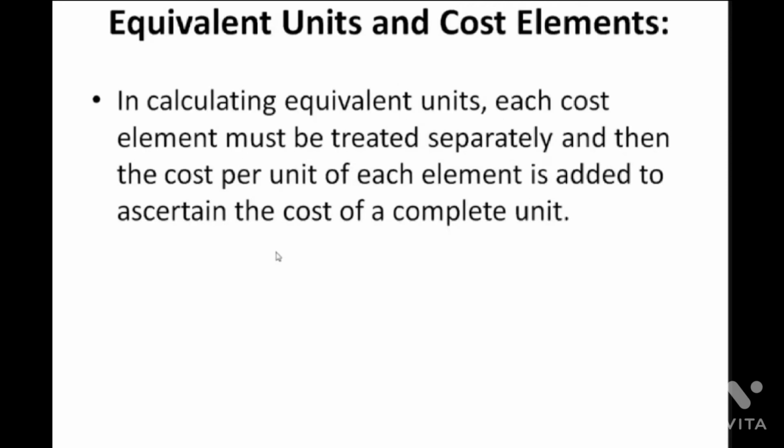Now, equivalent units and cost elements. Equivalent unit can be different for each cost element. That means from the material point of view it may be 70% complete, from the labor point of view a different percentage, and from the overhead point of view different again. The elements of cost are material, labor and overhead. From the different points of view of the elements of cost, the completion level may be different. According to that, we need to determine the cost of each element. Let us see how it works by a practical example.